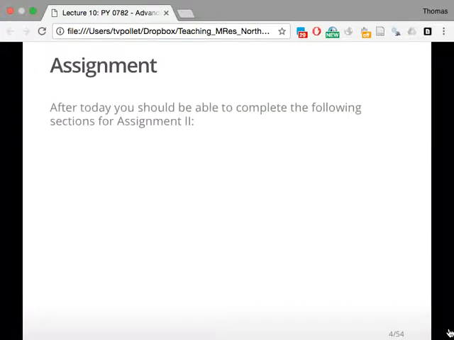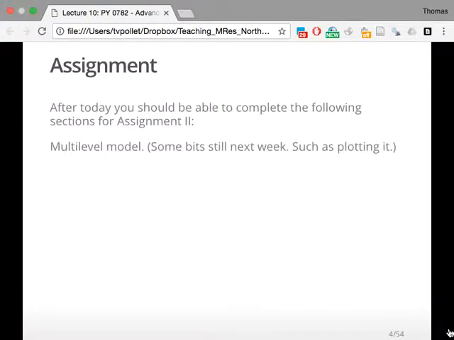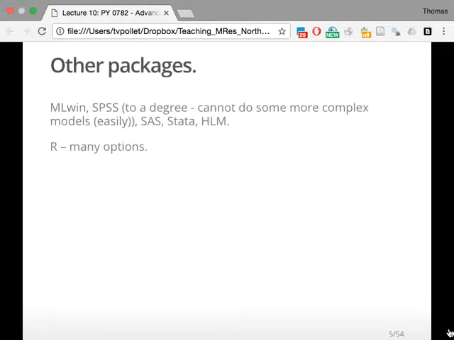So for the assignment after today, you should be able to complete multi-level models. Some bits are still following from next week, such as plotting it and some other things. You should be aware that one of the benefits here is that you can do some basic multi-level models with SPSS, but you would have to leave it for another package if you were to do more complex multi-level models. So if you have crossover effects, and I'll explain to you in a bit what those are, or if you have multiple levels, let's say 3 or 4 levels, then SPSS can't do it. So you would have to switch to another package anyway.